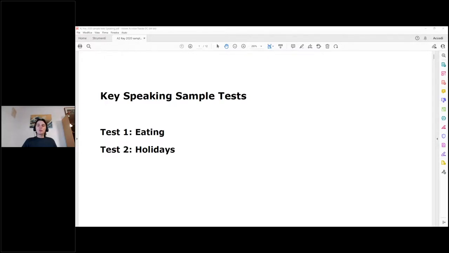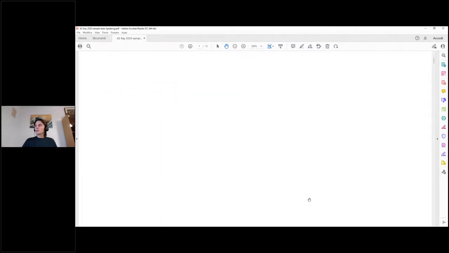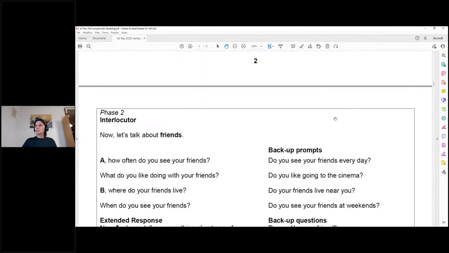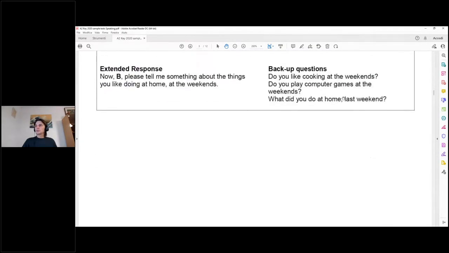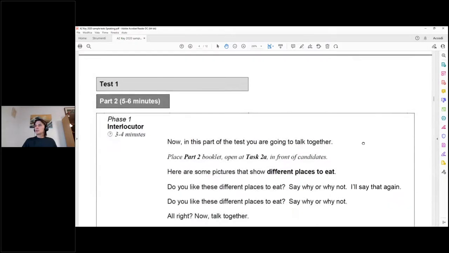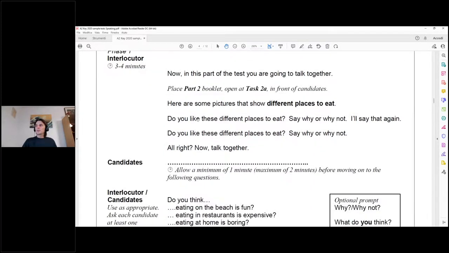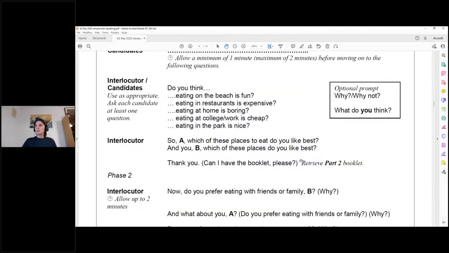I'm going to show you some pictures. Actually, I'm going to show you this part too. There you go, part 2. You're going to talk together. You're going to see some pictures. Here are some pictures that show different places to eat. I'm going to ask some questions about these places.